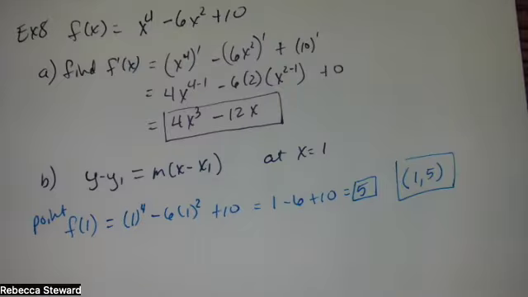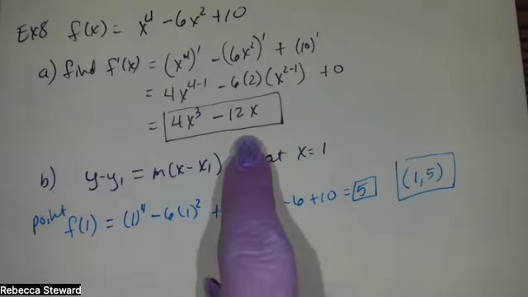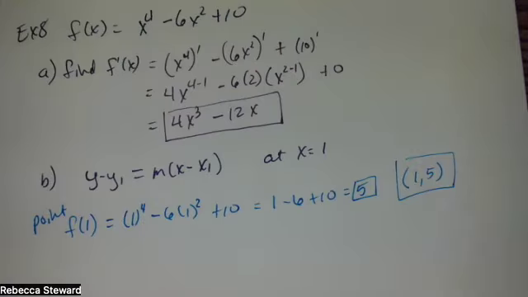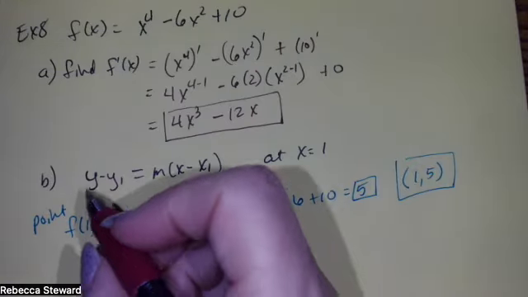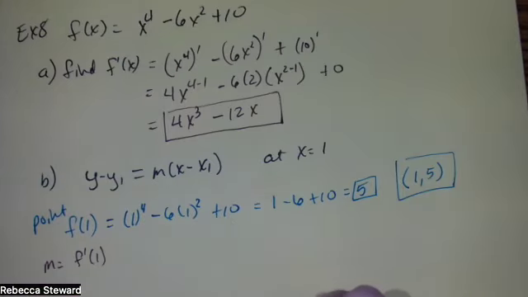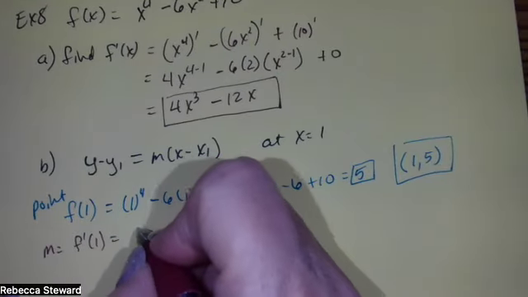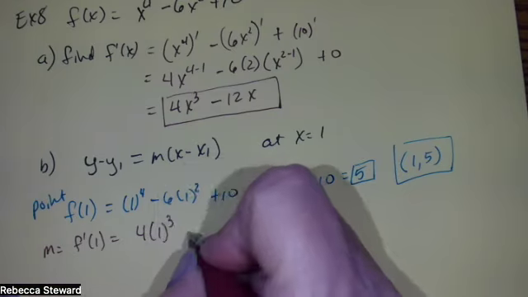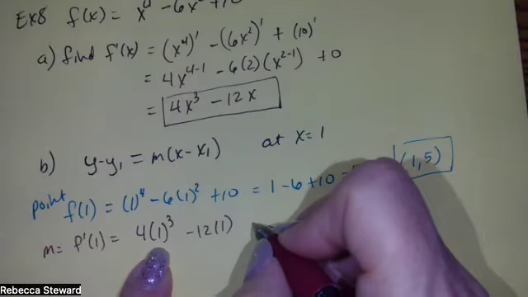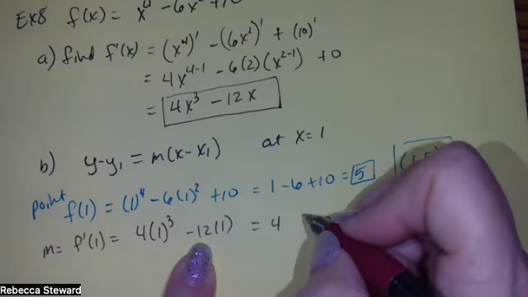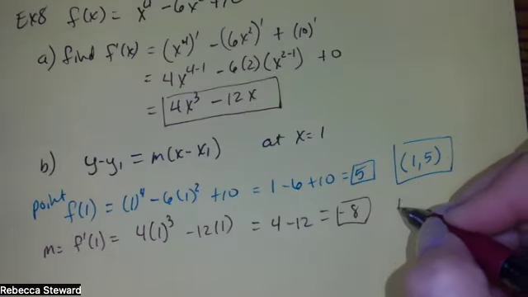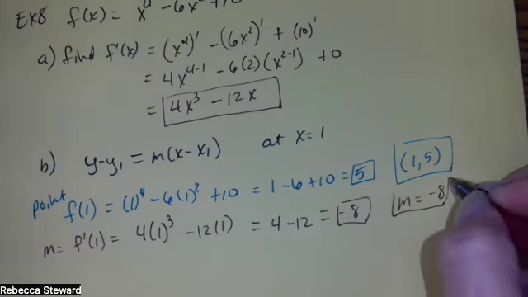Now we need to find the slope. Now the slope is going to be using our derivative at the point we're looking for. So we are going to find m is f prime at 1, the derivative at 1, which will get us 4 times 1 cubed minus 12 times 1. Well, 1 cubed is going to be 1 times 4 is just 4. Negative 12 times 1 will get us negative 12, and 4 minus 12 is negative 8. So this tells us that our m will be equal to negative 8.